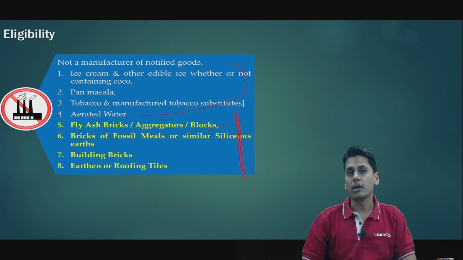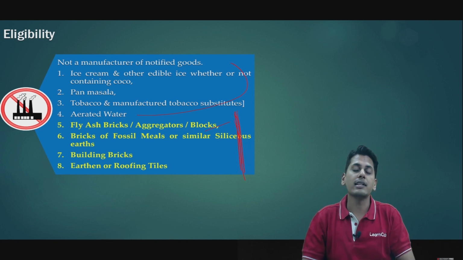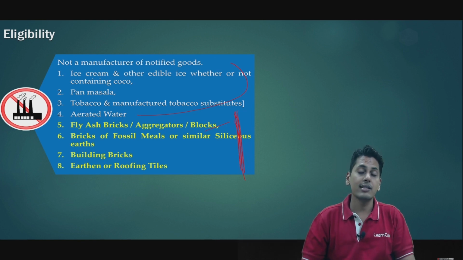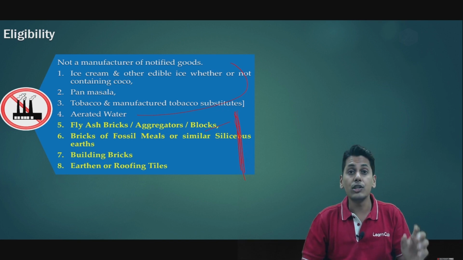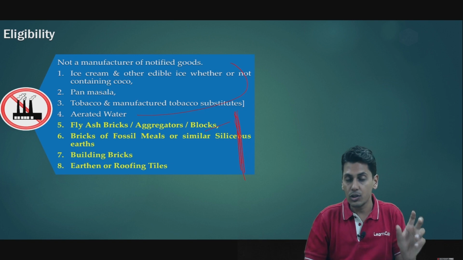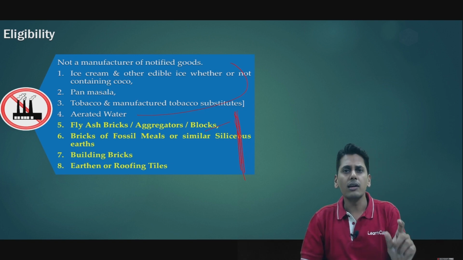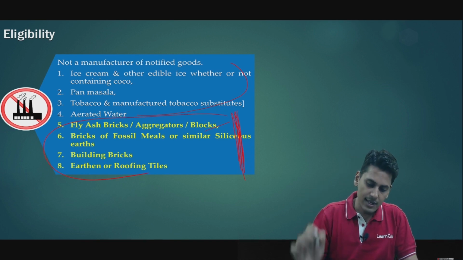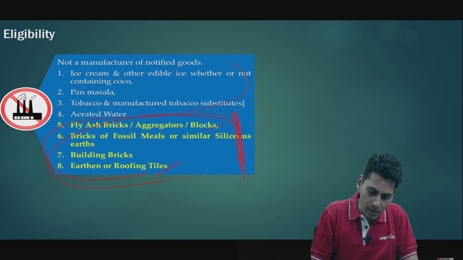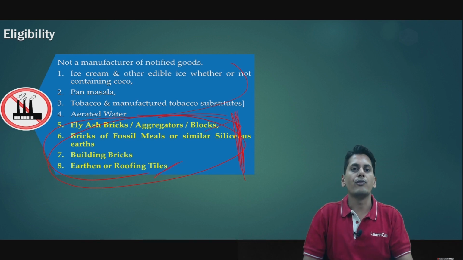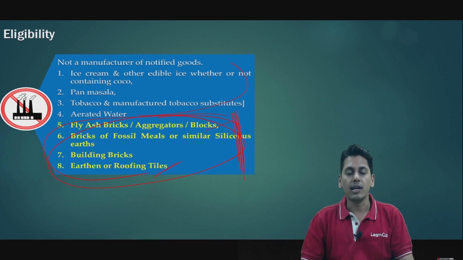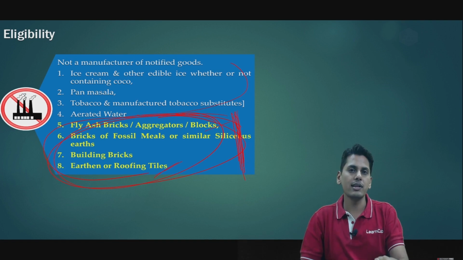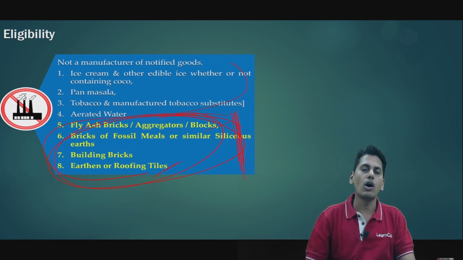Now friends, another point to remember is, you remember the special threshold of 40 lakhs which is available, fine. So in those cases, the person who wants to opt for this special threshold of 40 lakh rupees should not be a supplier of notified goods. Even that list is extended and these items are added. So friends, fly ash bricks, aggregator blocks, till earthen or roofing tiles. A manufacturer of these goods cannot opt for the composition scheme. A supplier of these goods cannot opt for the special threshold of 40 lakhs. So this list has been extended in both these places, the composition scheme as well as the special threshold of 40 lakh rupees.